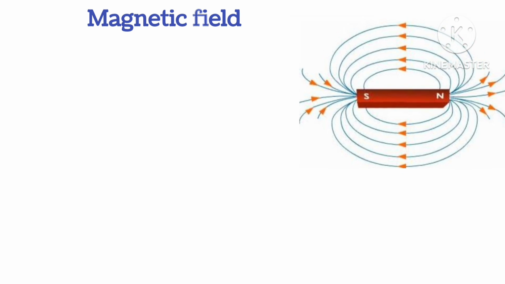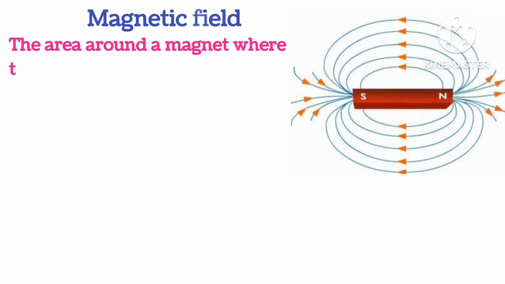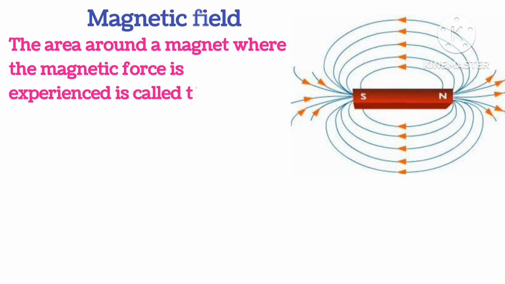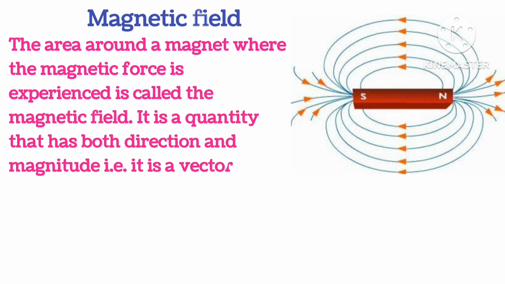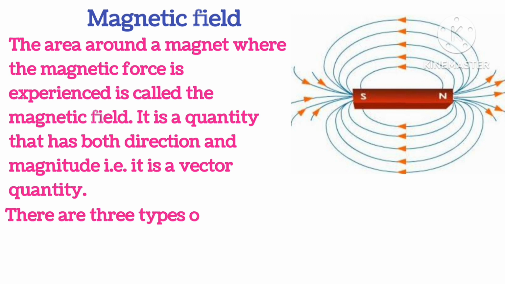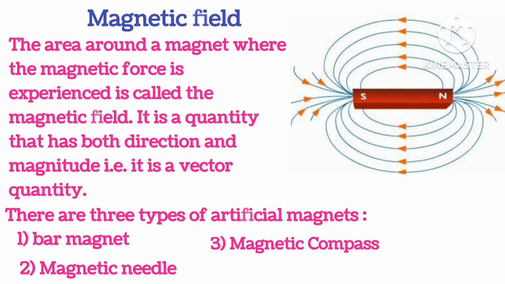Magnetic field. The area around the magnet where the magnetic force is experienced is called magnetic field. It is a quantity that has both direction and magnitude. That's why it's a vector quantity. There are three types of artificial magnets: bar magnet, magnetic needle, magnetic compass.